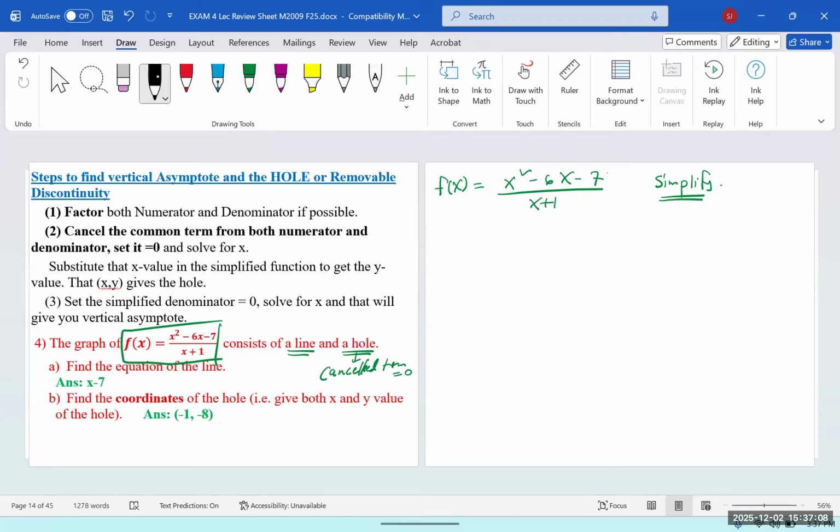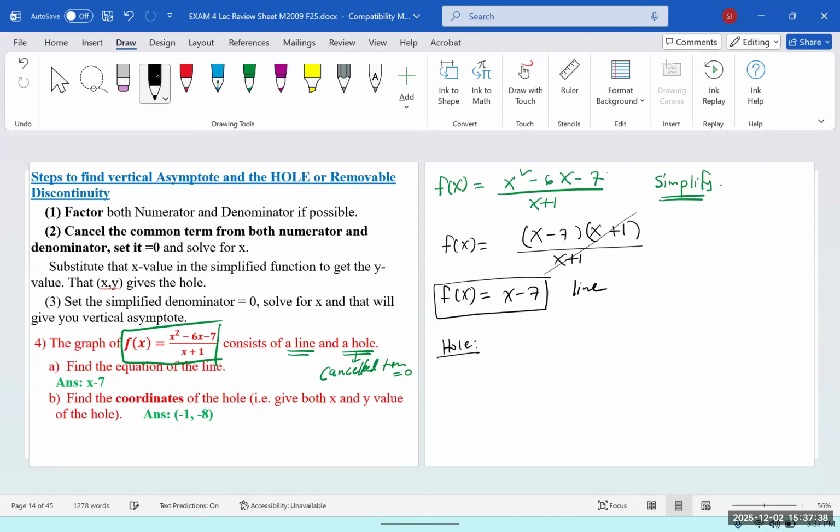And it is simplifiable because we can factor the top. Two numbers multiplied to -7 and combined to -6 are -7 and +1. So we cancel the +1 and we get f of x equals x minus 7. This is the line they were talking about. It's a line. And now the hole, we get it from the cancelled term. So we set x plus 1 equals 0. We get x equals -1.